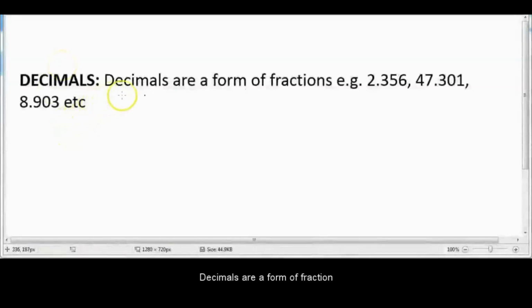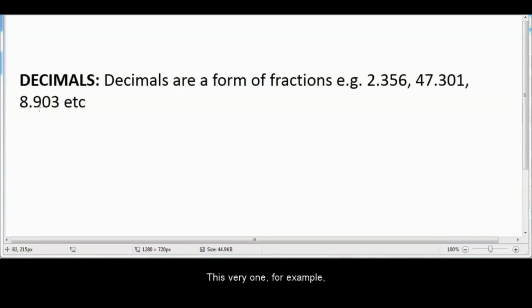Decimals are a form of fractions. Example: 2.356, 47.301, 8.930, 8.903, I beg your pardon. Figures after the decimal point are pronounced one by one.